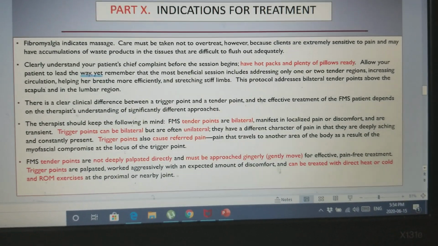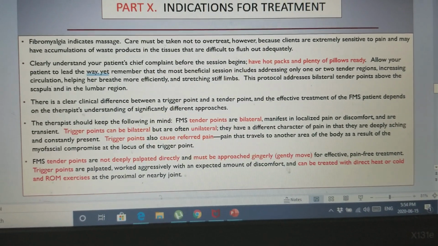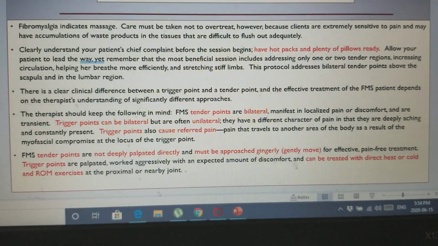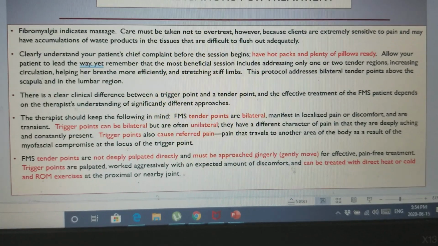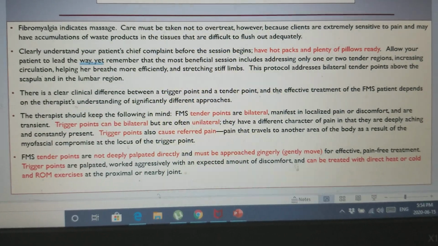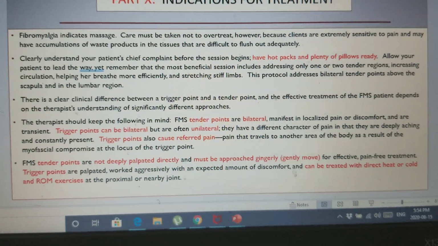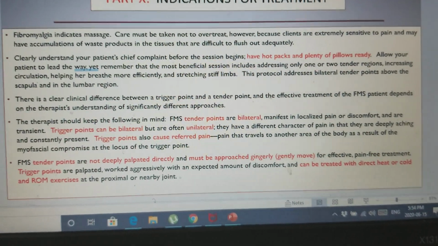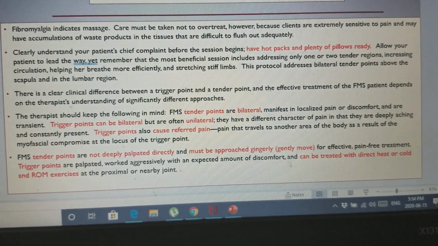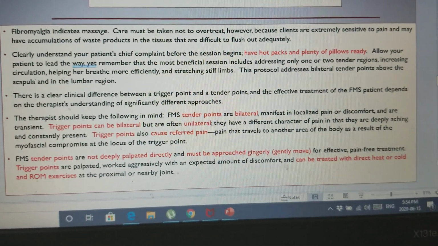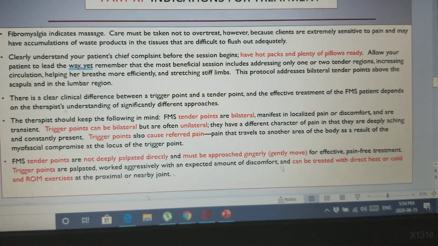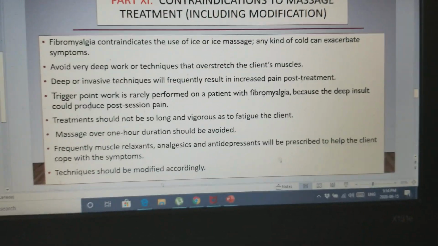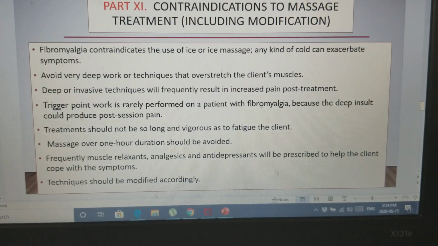And here we have the indications for treatment regarding this condition. I have cited some facts here about the indications. You just have to check it out. And we can check as well.